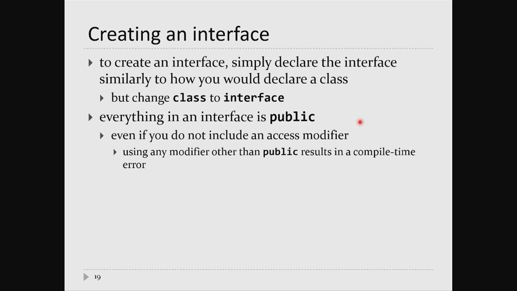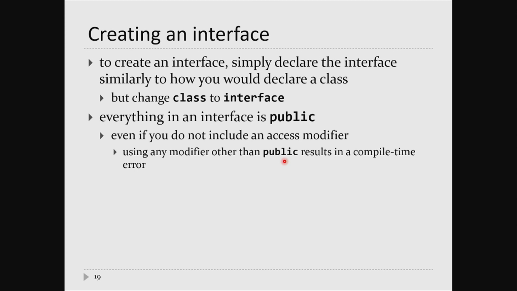Now, what if you want to make your own interface? To create an interface, it's easy. You just declare the interface like you would declare a class, except you change class to interface, and away you go. Everything in an interface is public, even if you don't include an access modifier. The interface is public. The methods in the interface are public. If there are fields, the fields are public. If you try to mark them as anything other than public, the compiler will issue a compile time error. So everything you put in an interface is public by default.